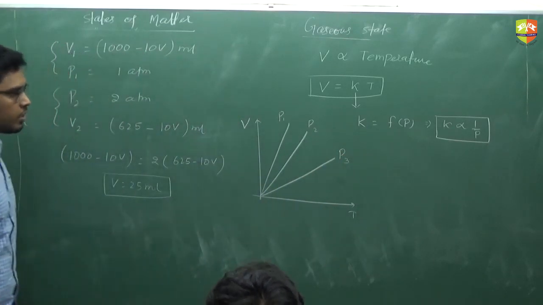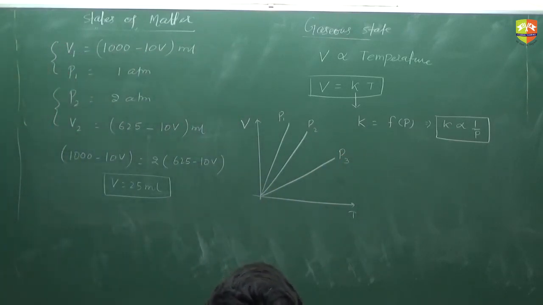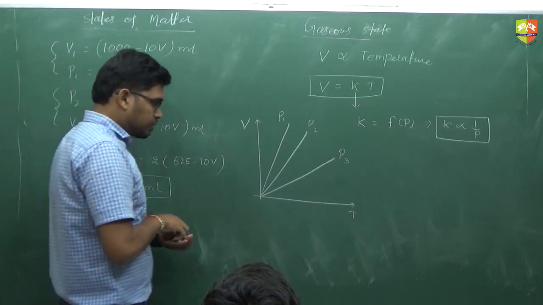If I ask you what is the relation or order of P1, P2 and P3, what is the answer, tell me? P3 is maximum. Why is P3 maximum?